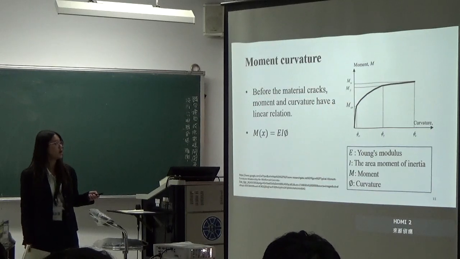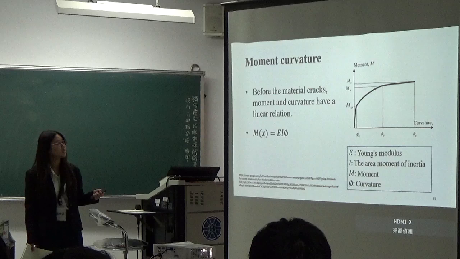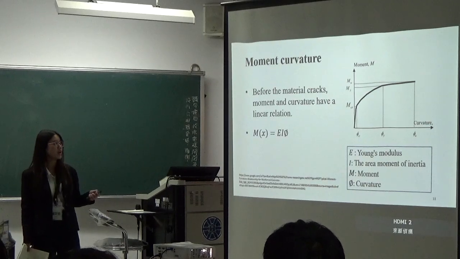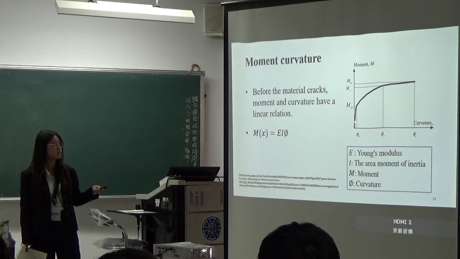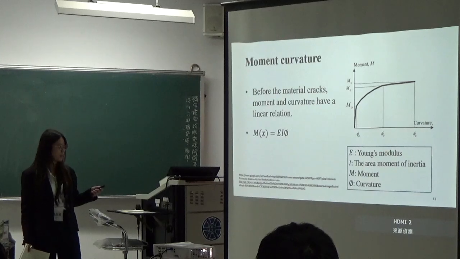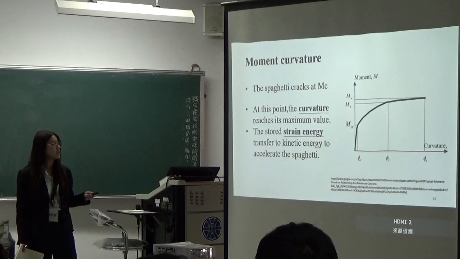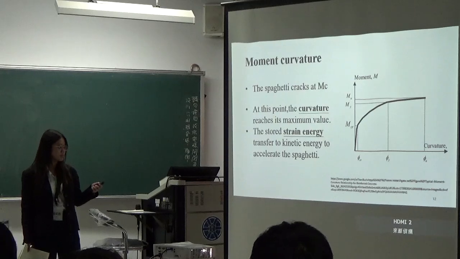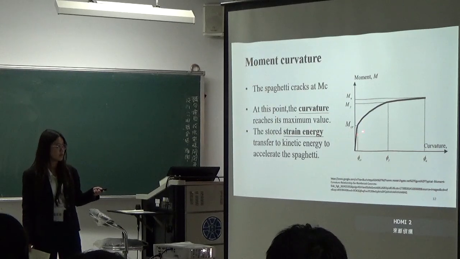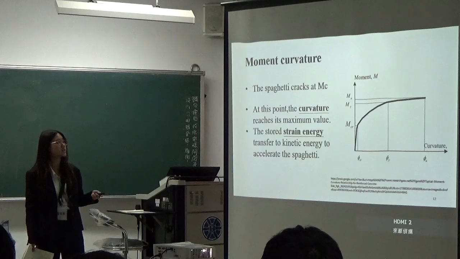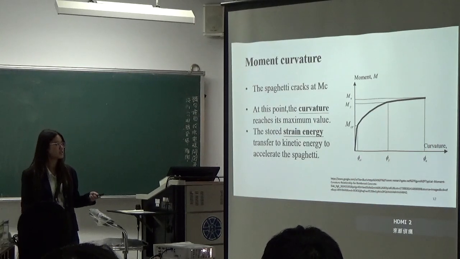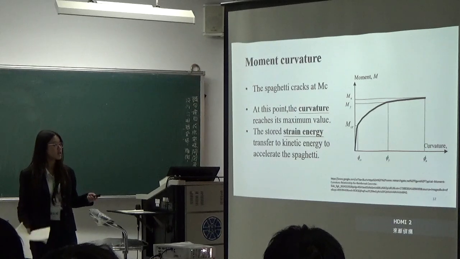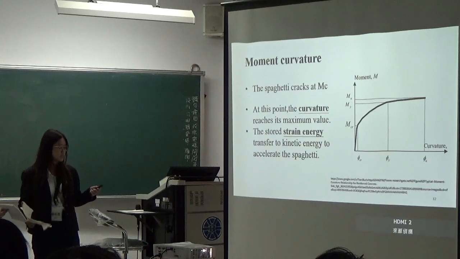And moment curvature. Before the material cracks, moment and curvature have a linear relation, right here. This equation just means it's linear. The spaghetti cracks at the M_c, at this point. At this point, the curvature reaches its maximum value, and the stored energy transfers to kinetic energy to accelerate the spaghetti.